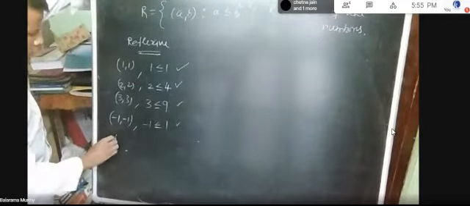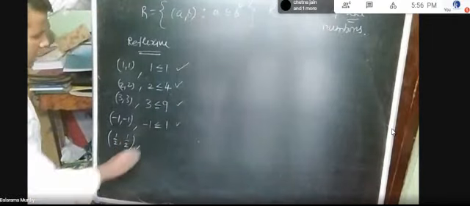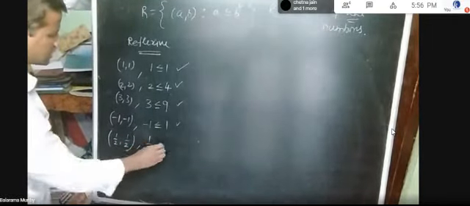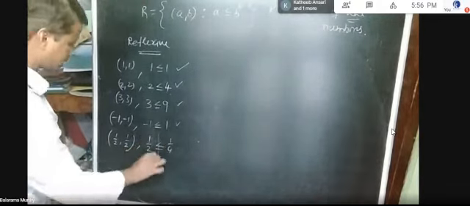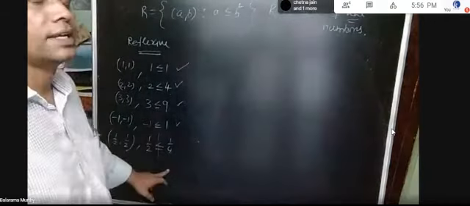Sir, what about 1 by 2, sir? Fraction. Yes. R is the set of real numbers. If we take 1 by 2 comma 1 by 2, because all reals are allowed, then 1 by 2 should be less than or equal to 1 by 4. But 1 by 2 is never less than or equal to 1 by 4. That means 0.5 is not less than or equal to 0.25.